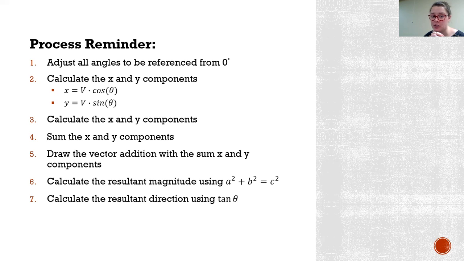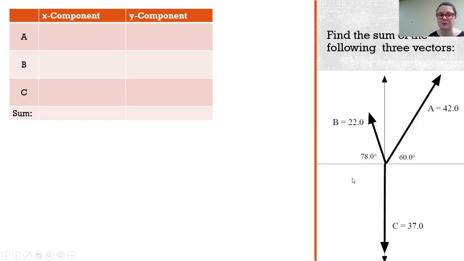You're going to calculate your x and y components. I guess I have calculate x and y components twice. It's that important. Then you're going to sum your x and y components, so add the components together. Draw the vector addition with the sum x, y components. Calculate the resultant magnitude using Pythagorean theorem, and then calculate the resultant direction using tan. You're always going to use tan for finding your final direction. That gives you 6 quick steps, and they're pretty quick steps, to calculate a vector addition.